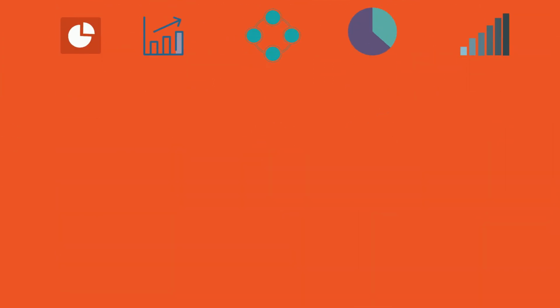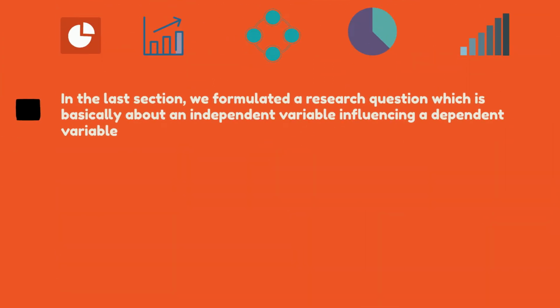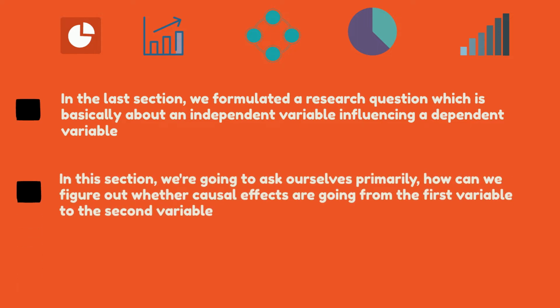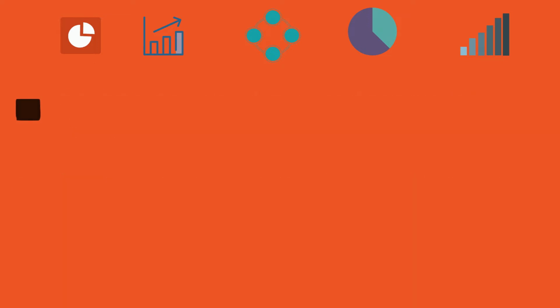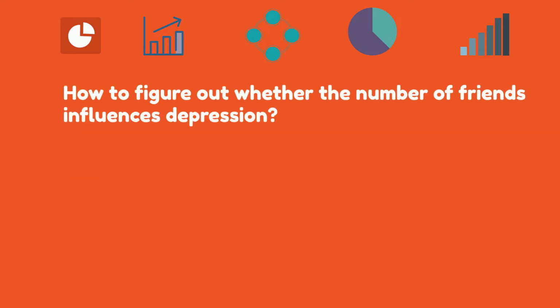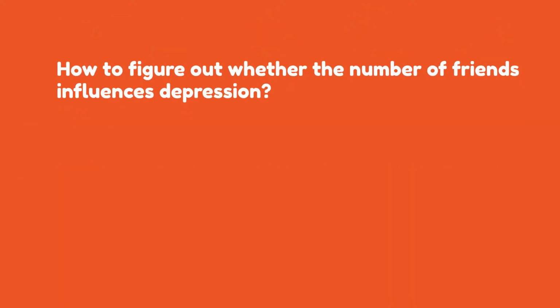Okay, in the last section, we formulated a research question which is basically about an independent variable influencing a dependent variable. And in this section, we're going to ask ourselves primarily, how can we figure out whether causal effects are going from the first variable to the second variable? For example, how can we figure out whether the number of friends influences depression? So let's have a look at a little example.